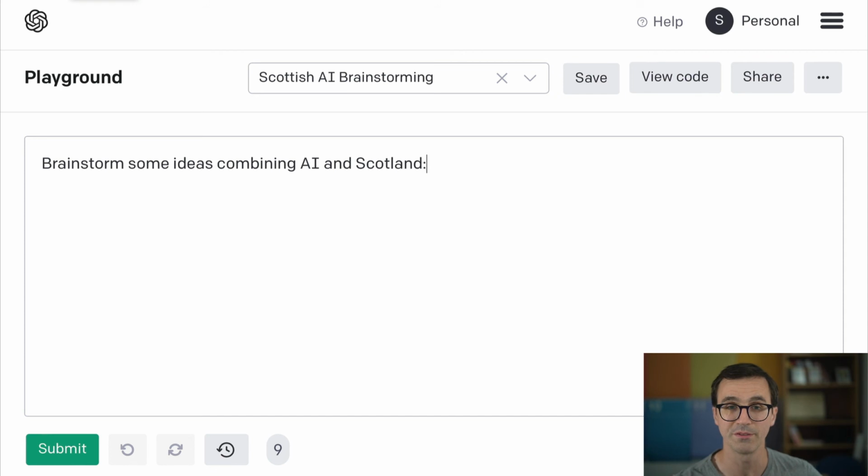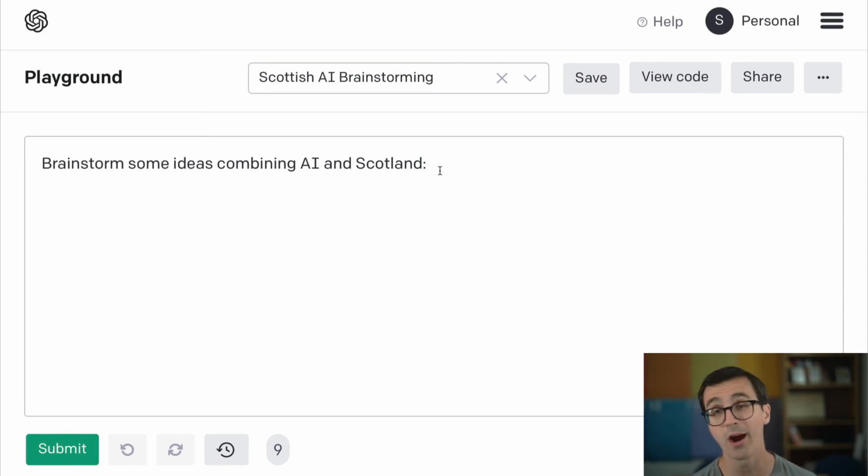So here we see a little playground for GPT-3. And you give it a prompt. So you have to give it some text, and it sees that text and it gives what it thinks is a sensible answer to that. So we're asking it a question. We wanted to brainstorm some ideas combining AI and Scotland.